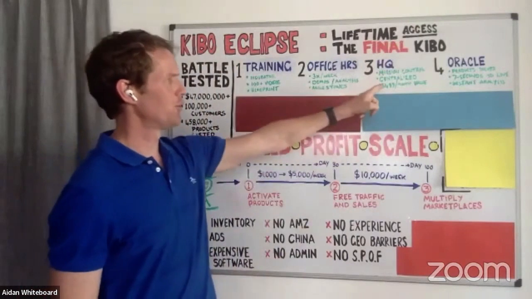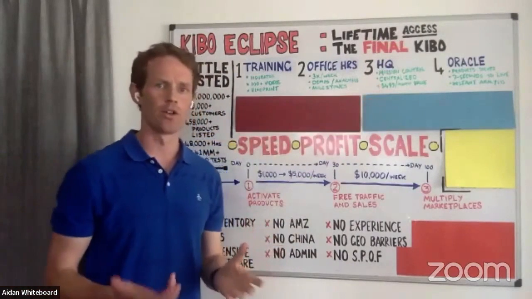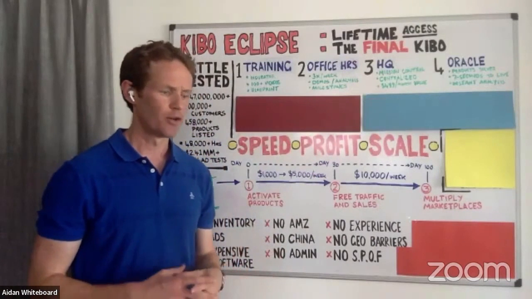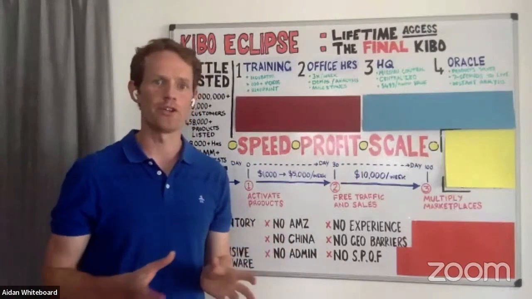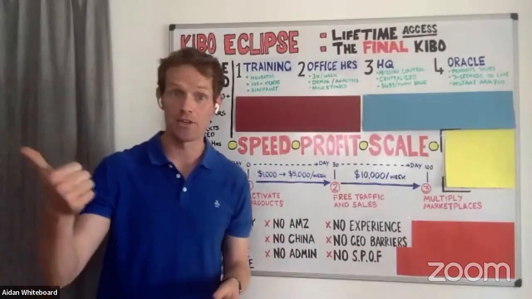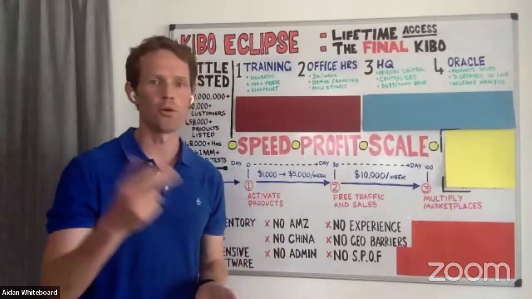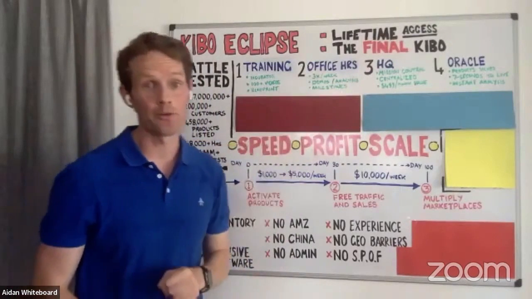So the HQ is absolutely amazing. I mean, there's nothing quite like this on the market. The HQ is your mission control center. It's your centralized login portal where you can control everything in your business. You log in there and you can see how much money you've made, how many sales you've done, who's purchased your products. This is where you integrate with all the different sales platforms as well.